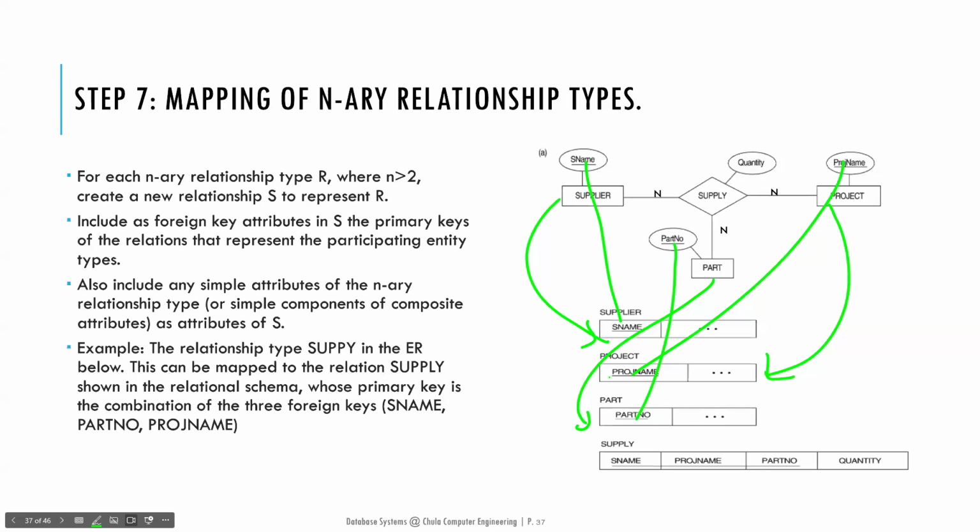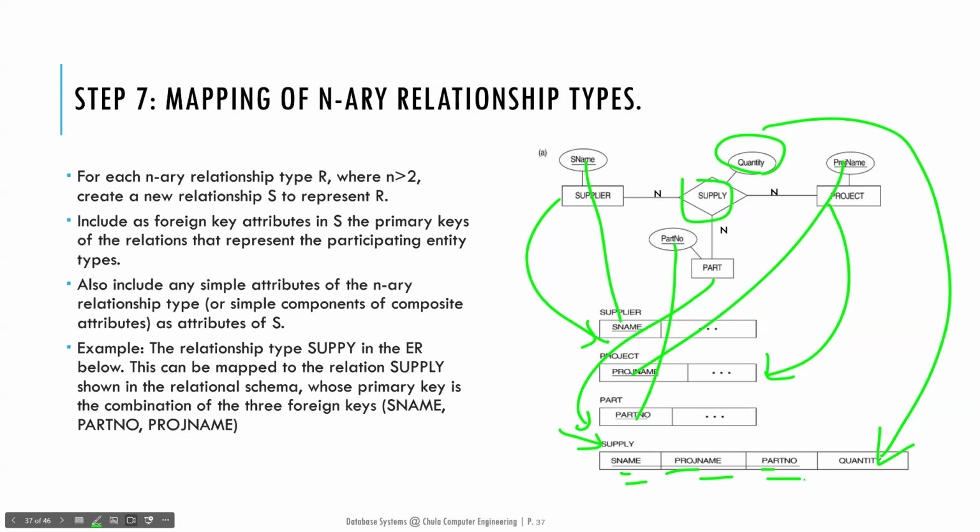And then in the next step, you create another relation, which is supply here, but you only take the key from each one. You only take the key from each one. And then if there is any attribute belonging to that particular relationship type, you also take that there. So these three attributes will be formed together to create a composite key, but not a super key. So now it is a composite key.